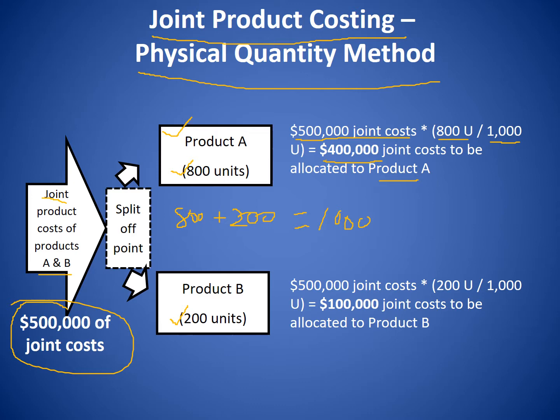Do the same thing for product B, but in this case we're going to use the 200 units of product B, divided by the 1,000 total units. That percentage, which is 20% times $500,000, means we will allocate $100,000 of joint cost to product B. Now that's utilizing joint product costing called the physical quantity method. Very simple, very straightforward. There's a couple other methods of joint product costing that you could run into.